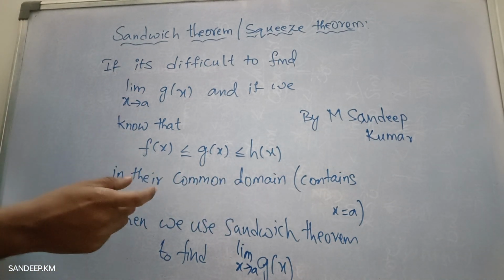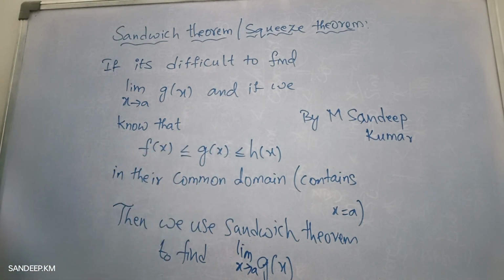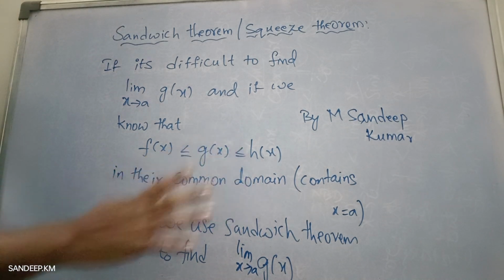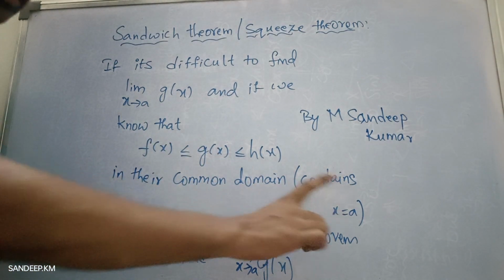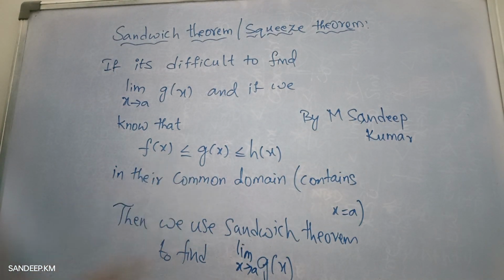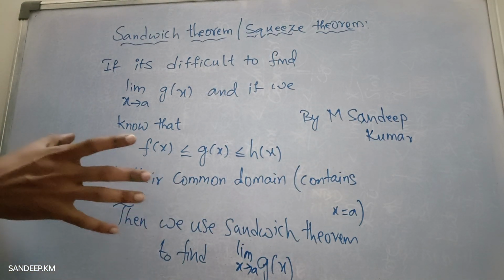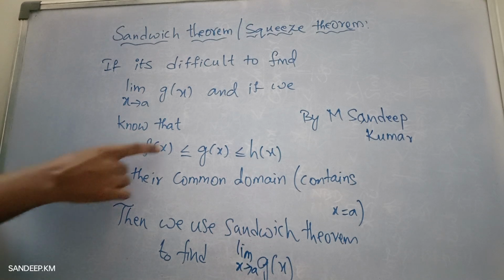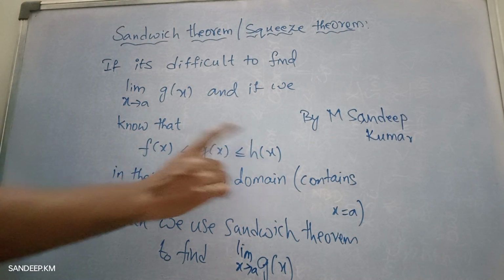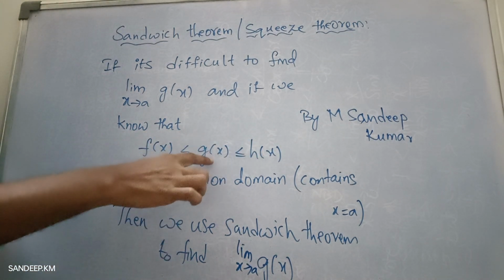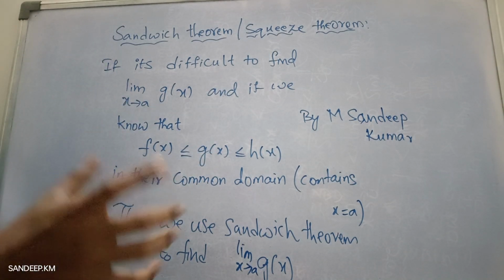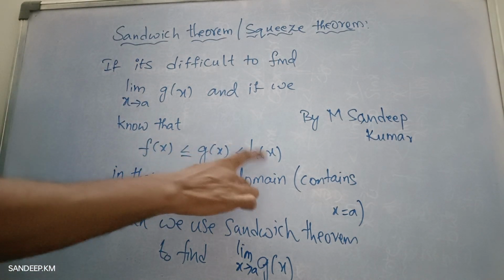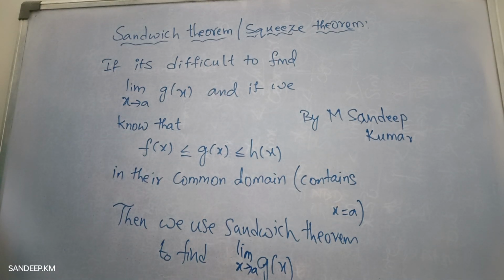So that domain which is applicable to all three functions. The domain in which all three functions exist is called the common domain. And remember, the common domain contains x is equal to a, a real number a. So when we know that f of x is less than or equal to g of x less than or equal to h of x, and it is difficult to find the limiting value of g of x, but it is very easy to find the limiting value of f of x and h of x, in that case, we will use Sandwich Theorem.